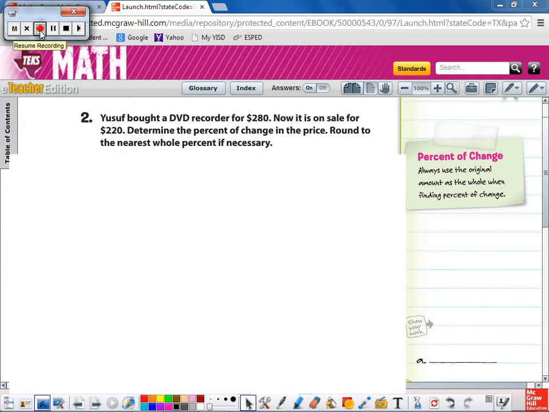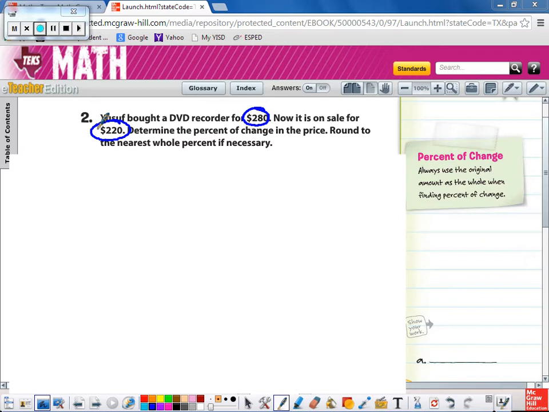Now we're on to example number 2. Example number 2 says Yusuf bought a DVD recorder for $280. Now it is on sale for $220. Determine the percent of change in the price. Round to the nearest whole percent if necessary. So the first thing I'm going to do is compare my numbers. So he bought a DVD recorder for $280, and it is on sale now for $220.